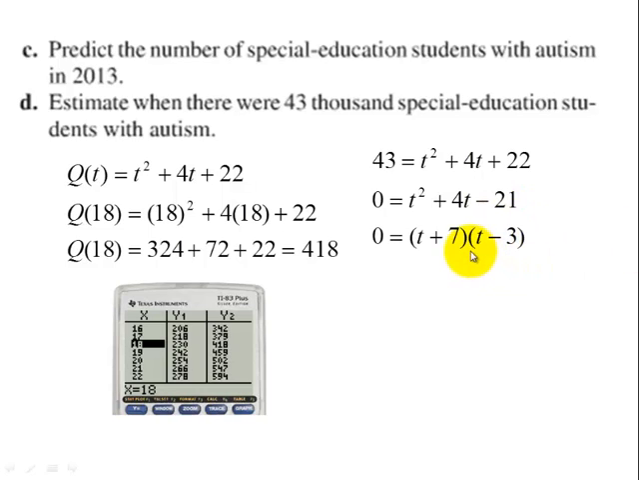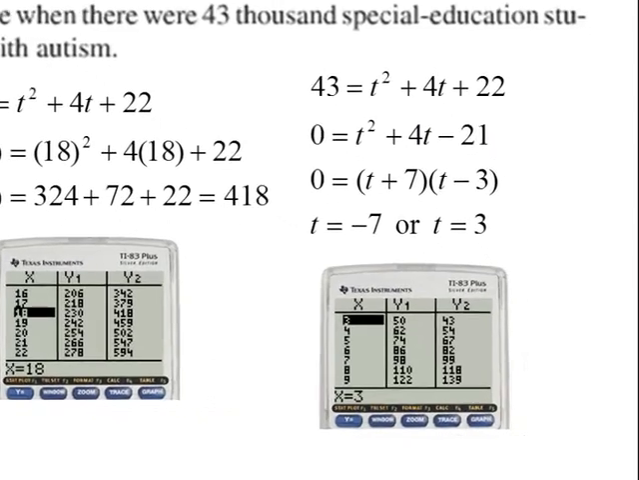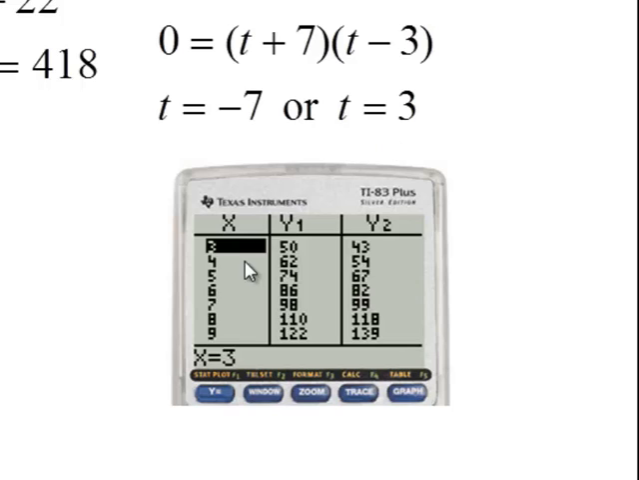So it turns out that positive 7 and negative 3 have a product of negative 21, and have a sum of positive 4. Setting both equal to 0, we see that t is negative 7, or t equals 3. We can verify this using our calculator. When x is 3, y2 is 43, and when we check for negative 7, we will also get 43.